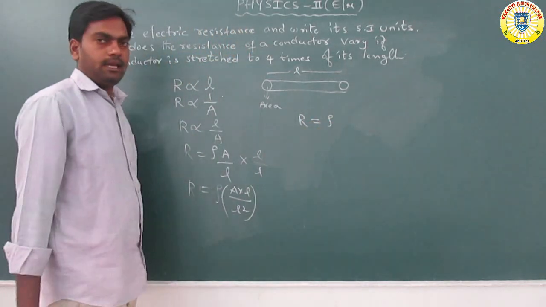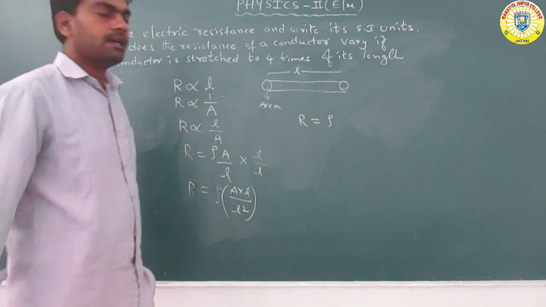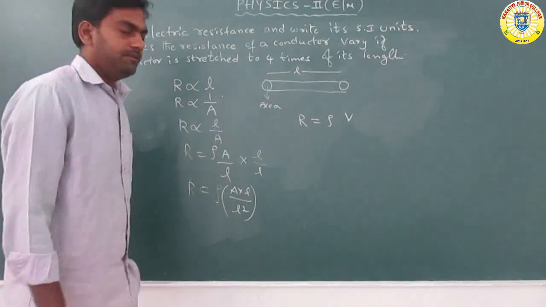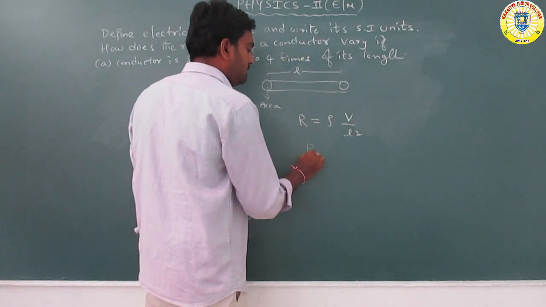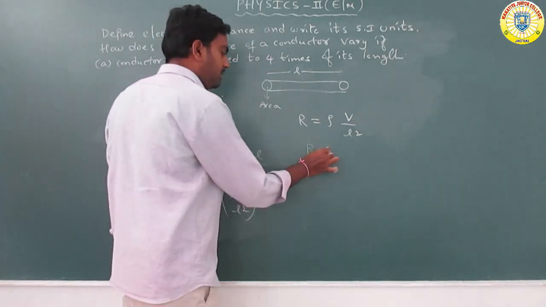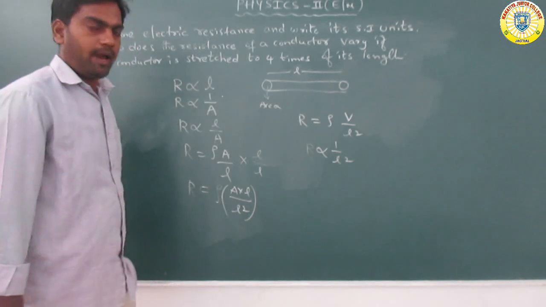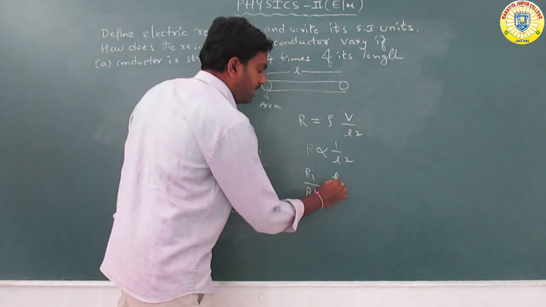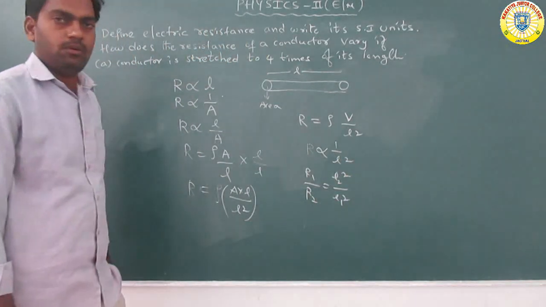A into L: A means area, which is length and width, and also height is taken. That is called the volume. So V by L square is taken. That means R is directly proportional to 1 by L square. If we consider two wires, R1 by R2 is equal to L2 square by L1 square. We can write. Okay, got it.